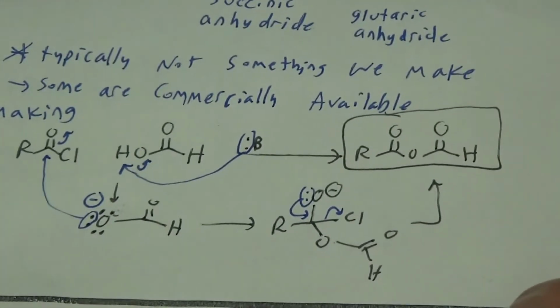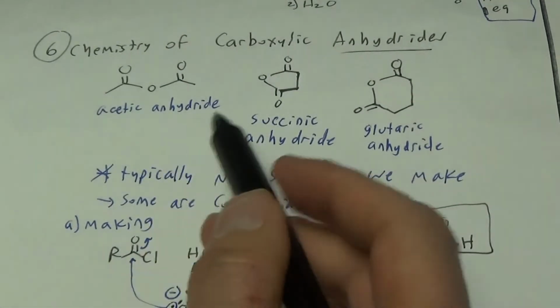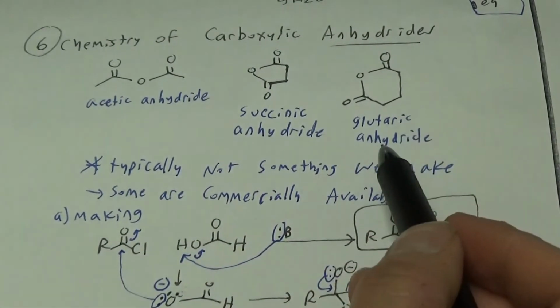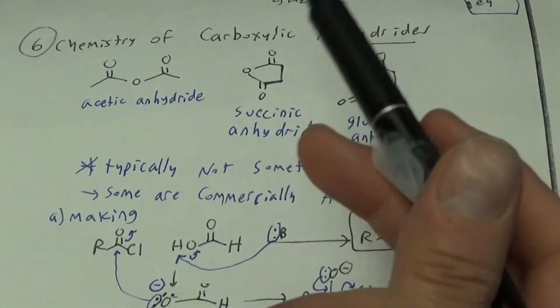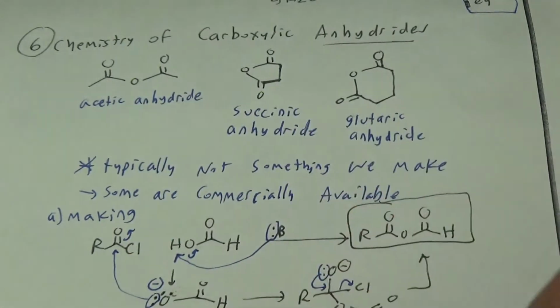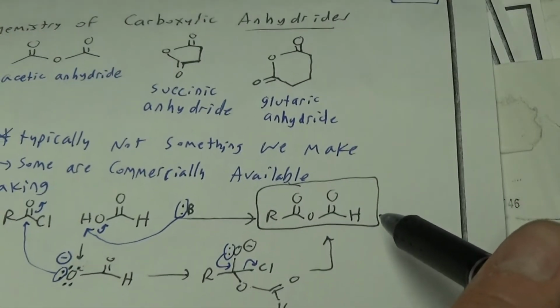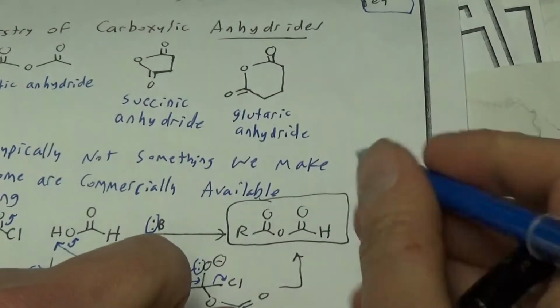And then if you look at the other anhydrides we talked about, like acetic anhydride, succinic anhydride, and glutaric anhydride, these are all called symmetric anhydrides because it's the same thing on both sides of the oxygen. This is not a symmetric anhydride. We often call these mixed anhydrides.